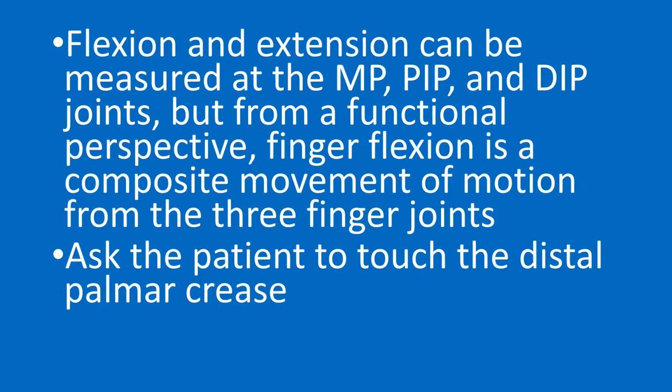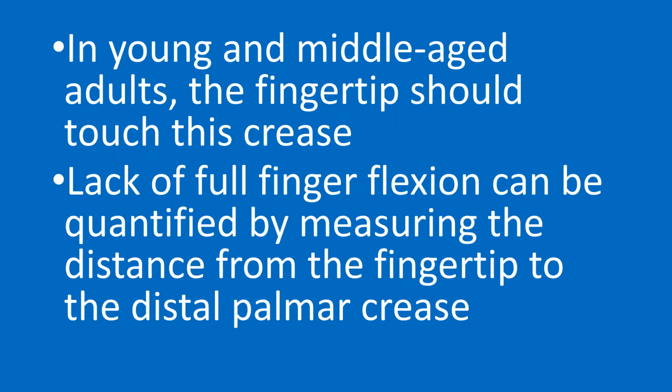Flexion and extension can be measured at the MP, the PIP, the DIP joints, but from a functional perspective, finger flexion is a composite of motion from the three finger joints. Ask the patient to touch the distal palmar crease. In young and middle-aged adults, the fingertip should touch this crease. Lack of full finger flexion can be quantified by measuring the distance from the fingertip to the distal palmar crease. You can record this.